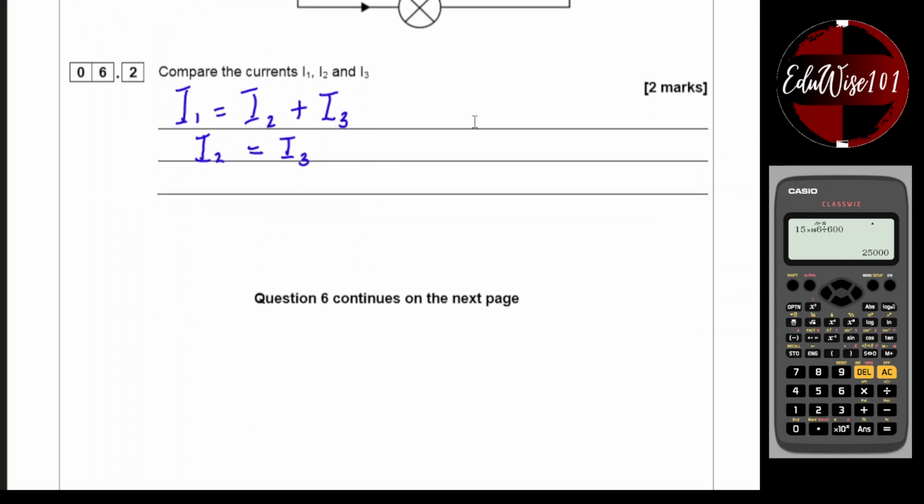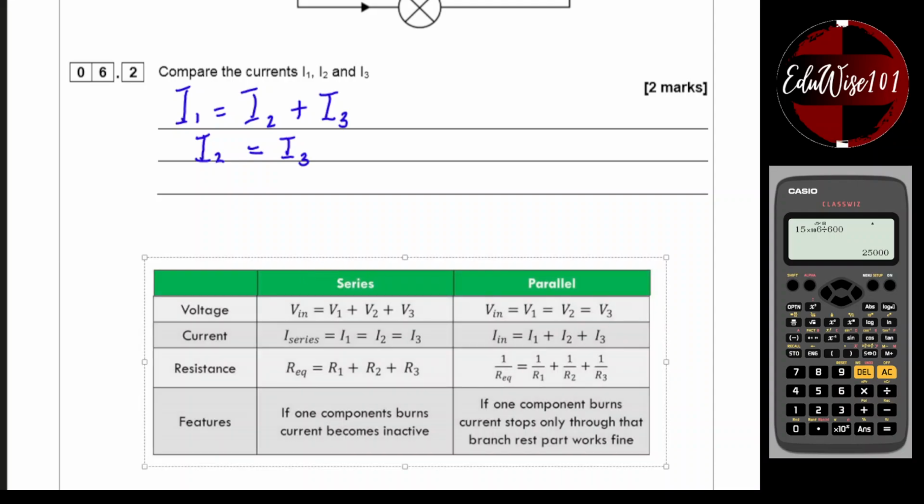So as a note, again, in a different way, if I add this box at the bottom, that summarizes the current, voltage, and also the resistance. But the resistance bit for the parallel circuit is not required for GCSE. So let me make a note of that, right? Not for GCSE, just that bit. Rest of it you need to know.